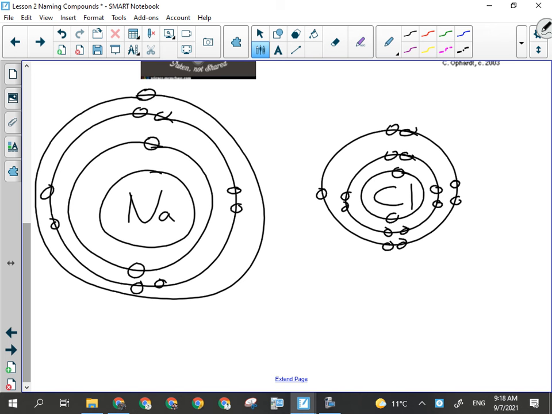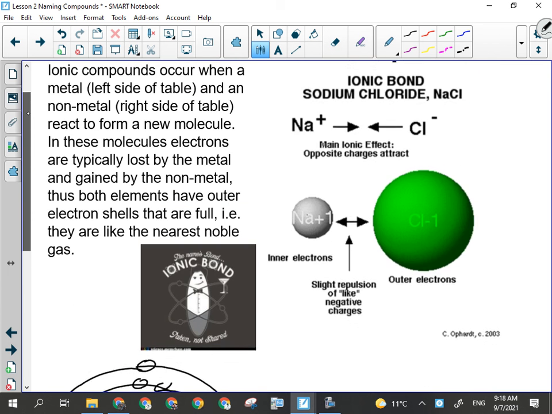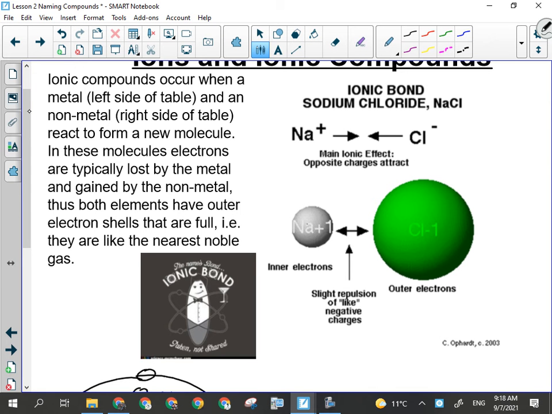All right, so they make these charged particles called ions, hence the name ionic compounds. So in ionic compounds, we get these weak bonds that result from the trading of electrons. Okay, all right, everybody okay with that?